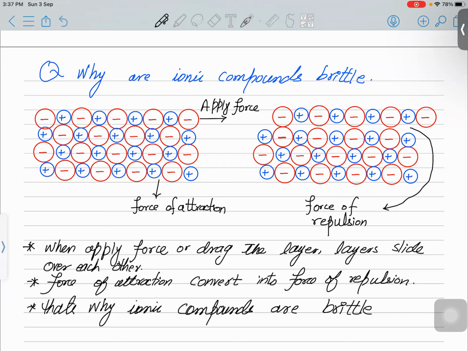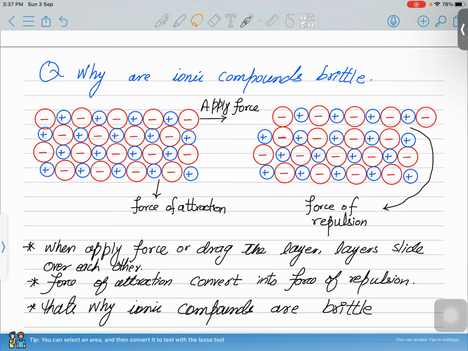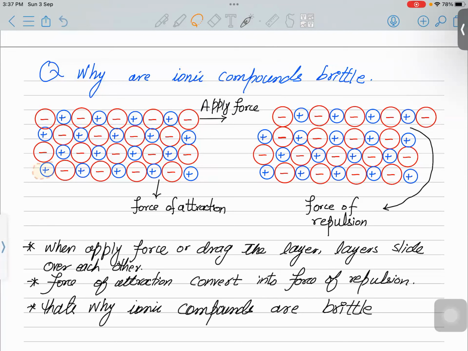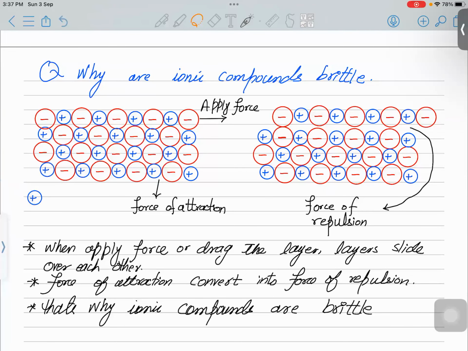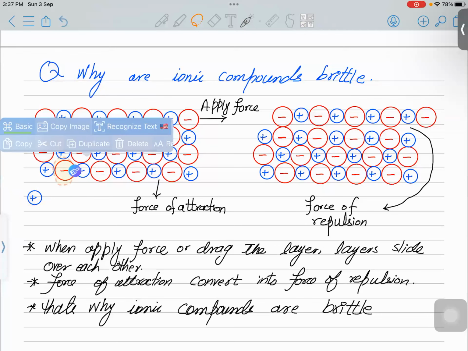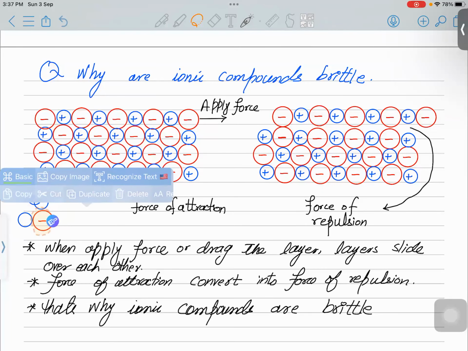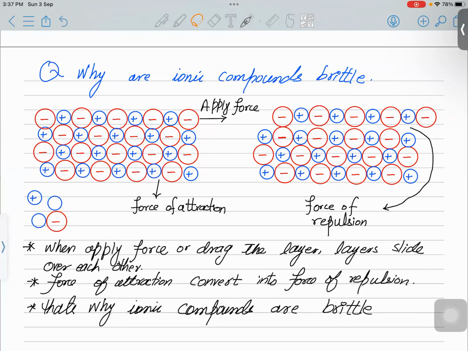Beta, any question? No. Alhamdulillah. This is sodium. This is chlorine. Na positive. This is Cl negative.